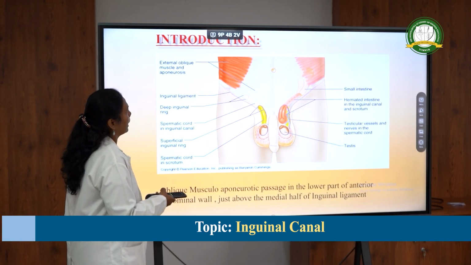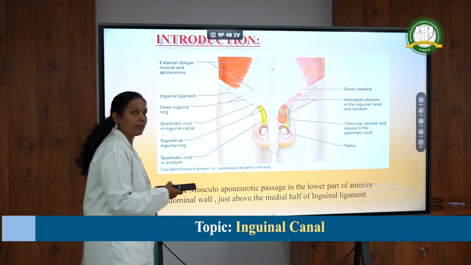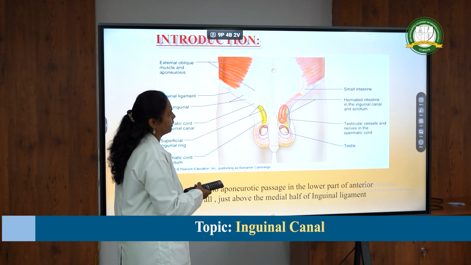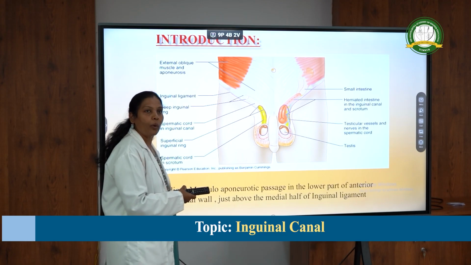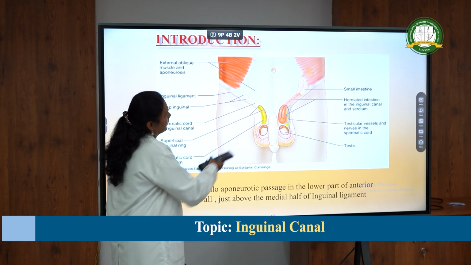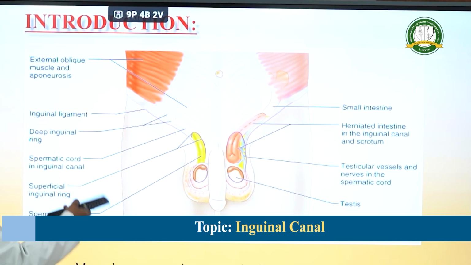Okay, so coming to the inguinal canal, it's a musculoaponeurotic canal or an oblique intermuscular passage present in the lower part of the anterior abdominal wall just above the medial half of the inguinal ligament. Okay. So what is inguinal ligament?